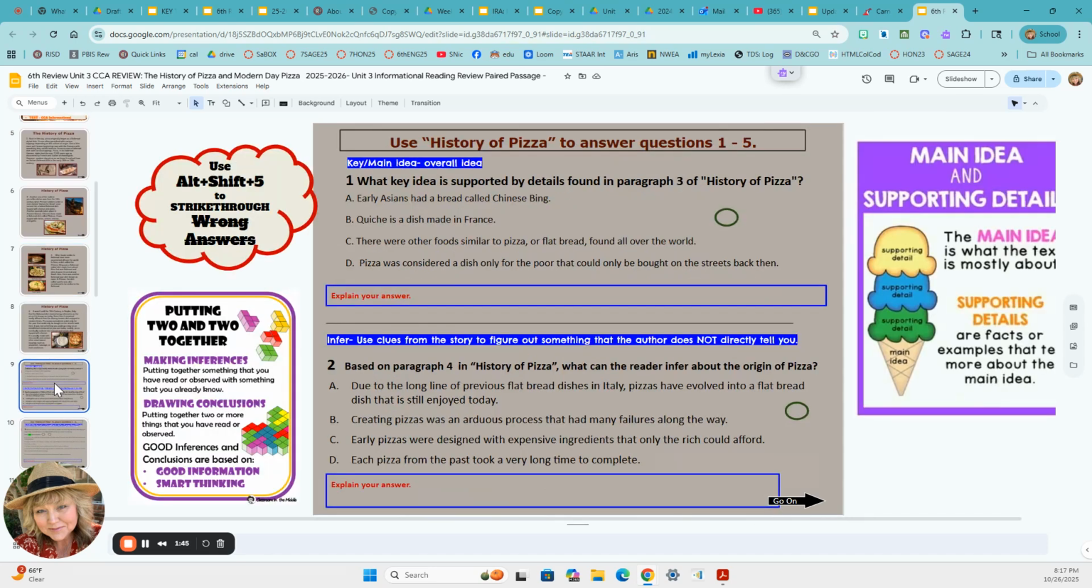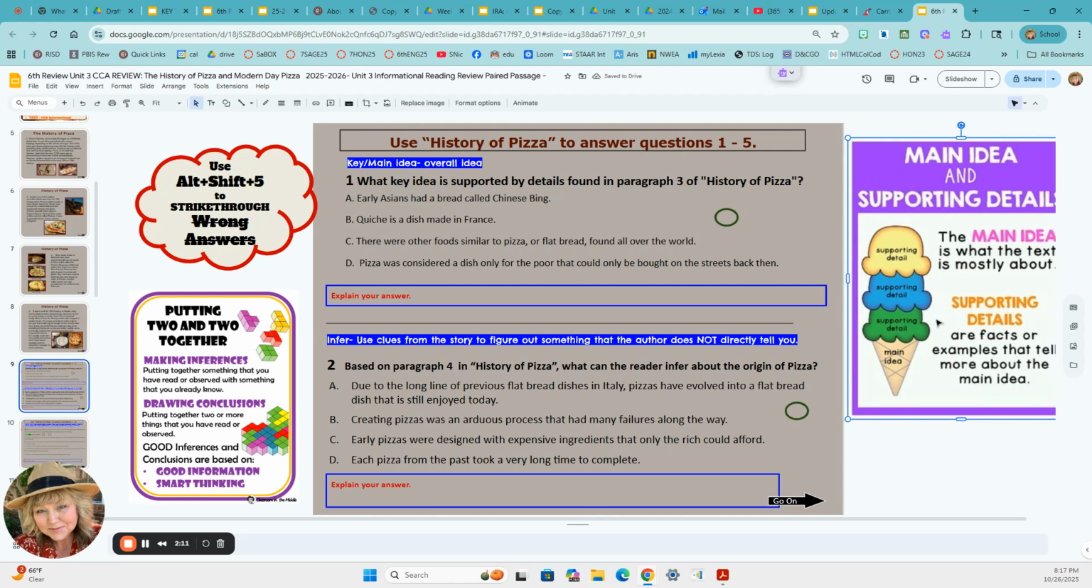And then when you're at the end, you will begin answering questions. On this one, it'll tell you at the top what your focus is. On this one it is key ideas: what key ideas are supported by details found in paragraph 3 of The History of Pizza. So your key or main idea, what is that? There's going to be on most of the slides some sort of supporting slide to help you know what each part means. And then you'll read through that and look through your answers.